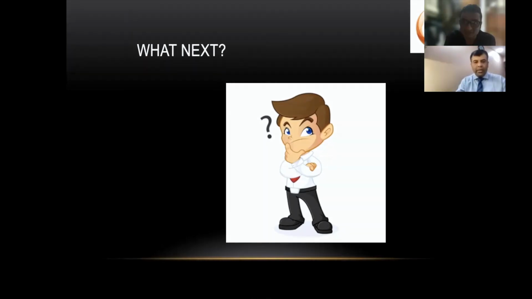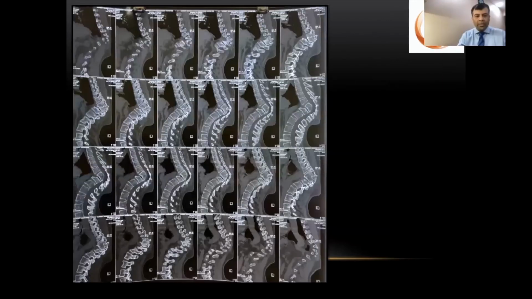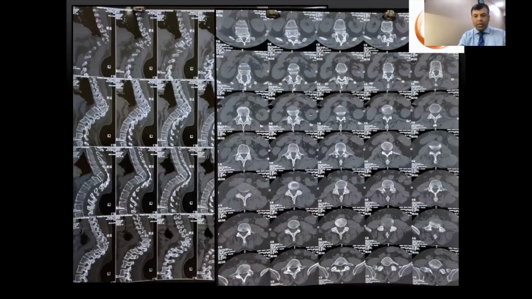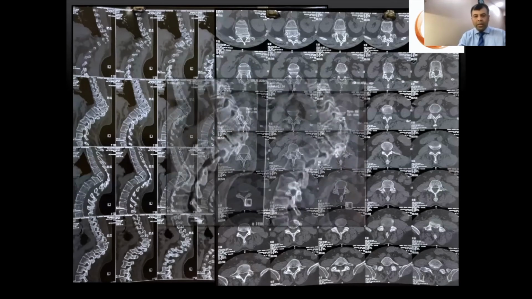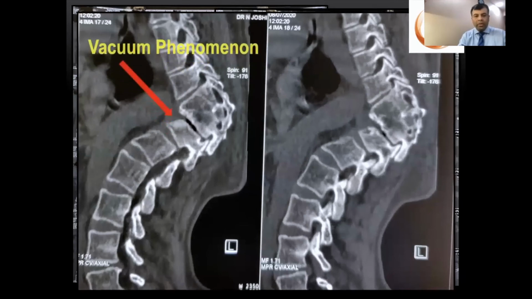Yes, so initially we wanted to see more and learn about this deformity. So we got his CT scan done. These are the sagittal and axial cuts of the deformity. And there is actually the vacuum phenomenon below the level of the apex. So it is actually acting as an adjacent segment disease and unstable spine at that level, which needs attention.